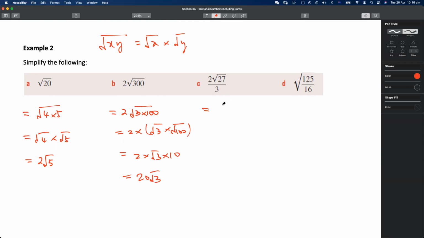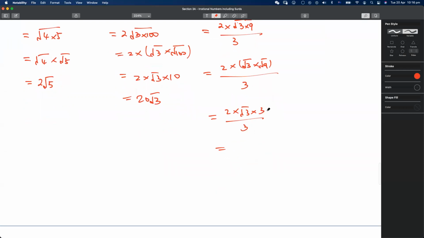2 times root 27 over 3. Root 27 would be 3 times 9. So we can split it, square root of 3 times square root of 9, over 3. So 2 times square root of 3 times 3, because the square root of 9 is 3, over 3. And luckily, we've got 3 here, 3 here. This could be simplified. Okay, so it's just 2 times root 3 over 1, which is just 2 root 3.